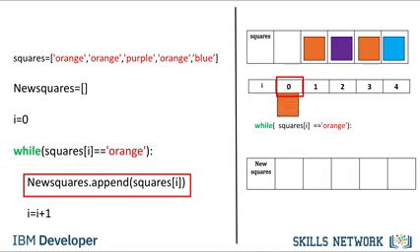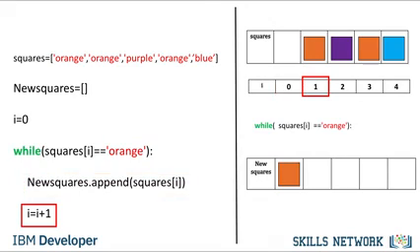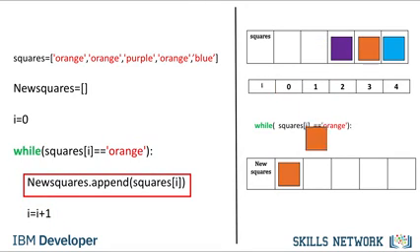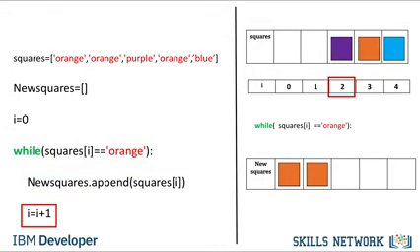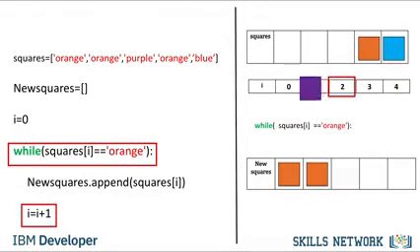We append the value of the first element of the list squares to the list new squares. We increase the value of i by 1. We append the value of the second element of the list squares to the list new squares. We increment the value of i. Now the value in the array squares is purple. Therefore, the condition for the while statement is false, and we exit the loop. Check out the labs for more examples of loops, many with real data.